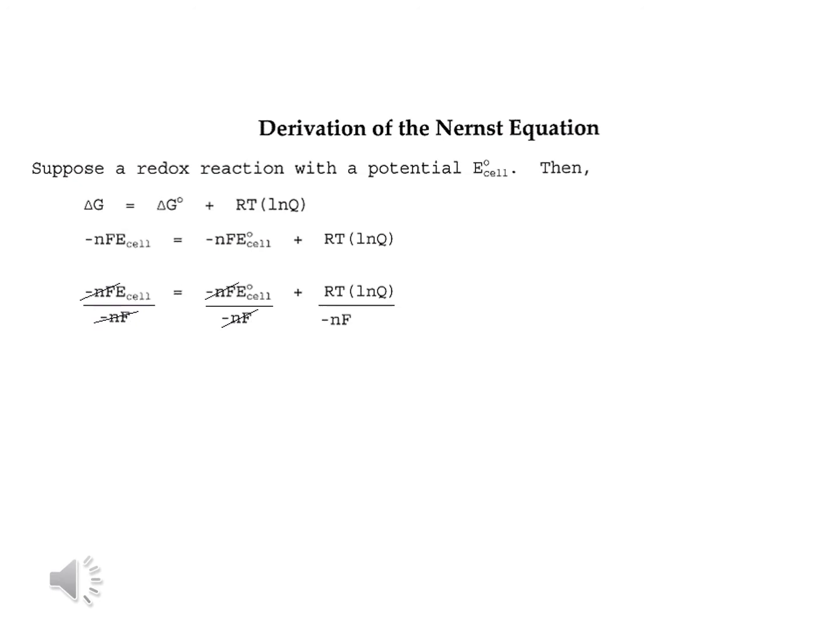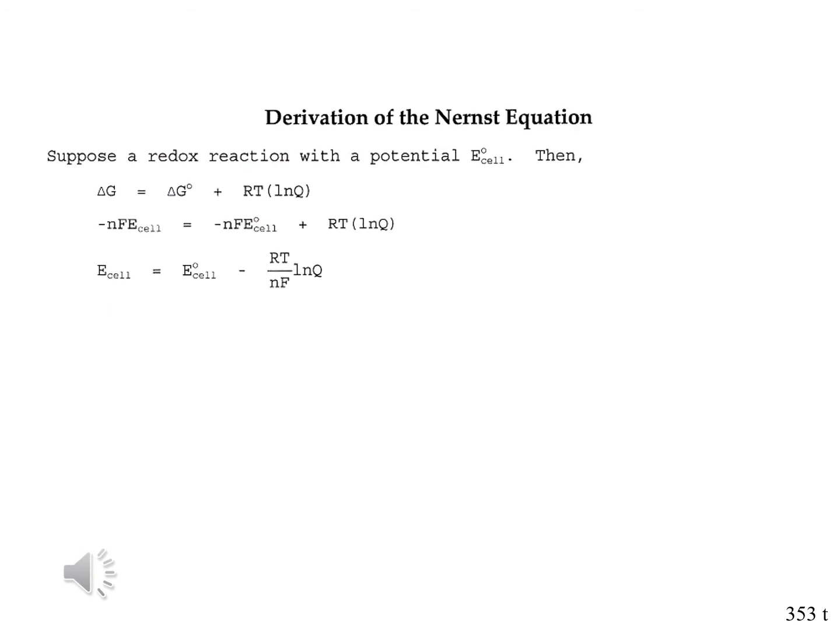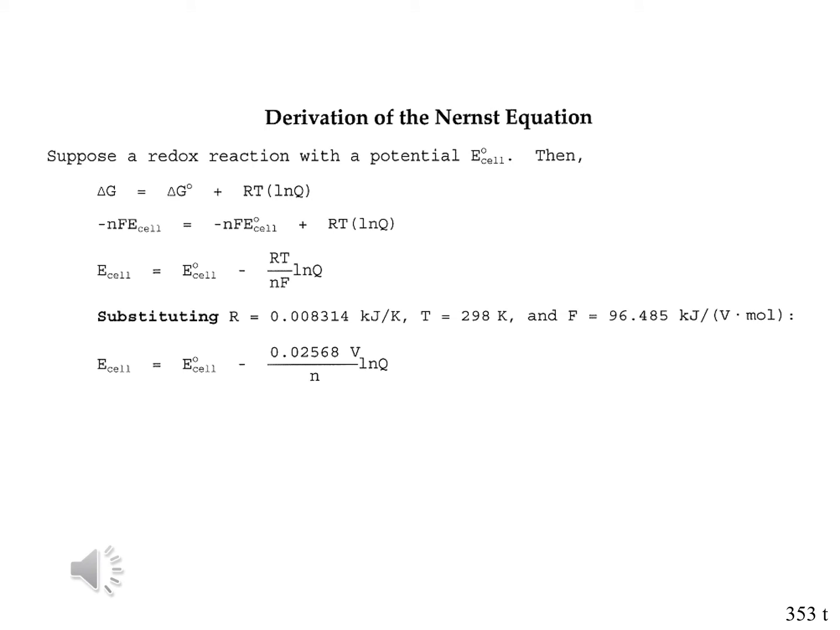I did that here, and when you divide, you cancel the minus nF so that the E is now the variable by itself. And this gets an equation where E under non-standard conditions equals the E standard minus that term. The thing about it is three of those numbers, R, T, and F, are all constants. And so if you plug in the values of those constants, you end up with the only variable being n, or the number of electrons you cancel out.